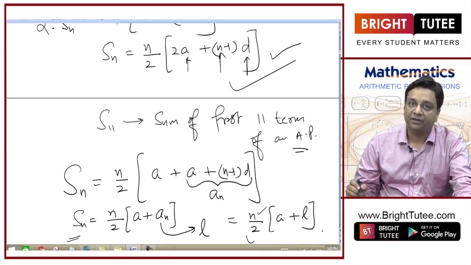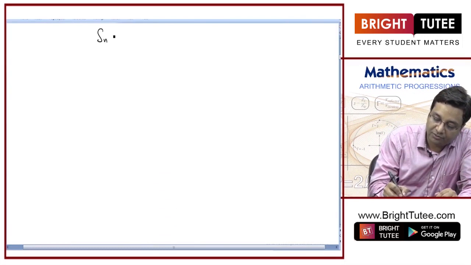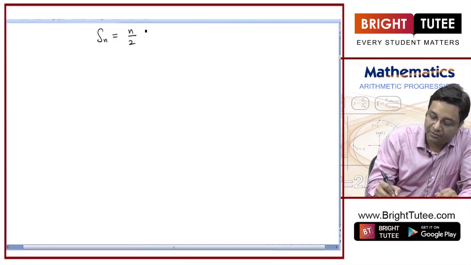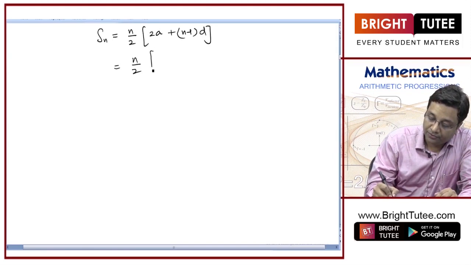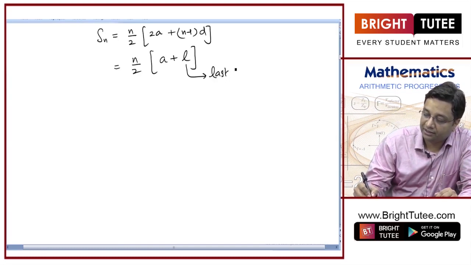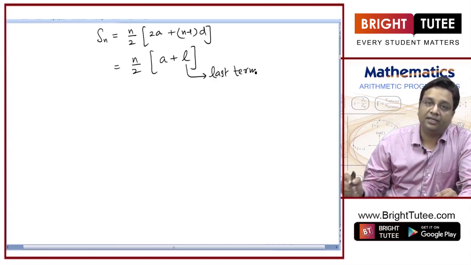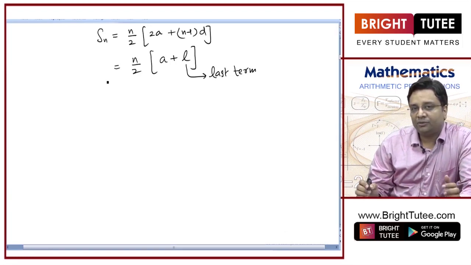So till now what we have learnt is that the sum of n terms of an AP is equal to n by 2 into 2a plus n minus 1 into d, and it is also equal to n by 2 into a plus L, where L is the last term of the AP, right? So now let us see some of the applications of the sum of n terms of an AP.